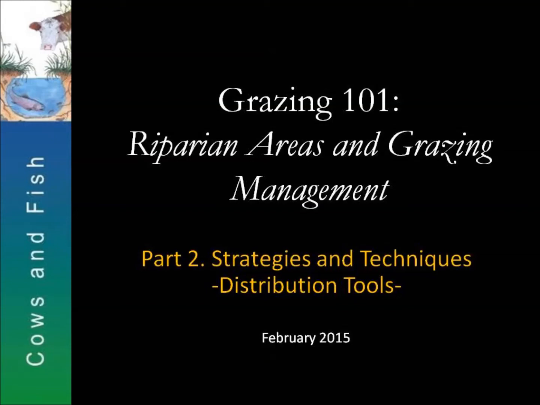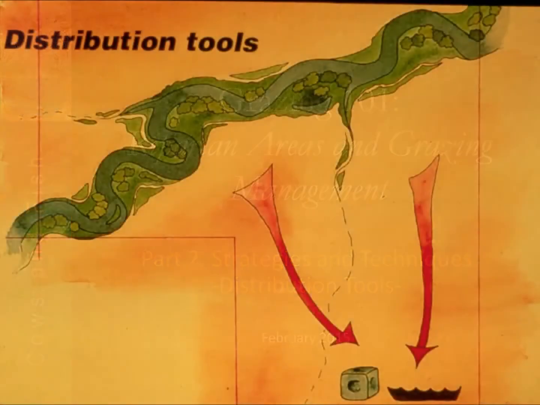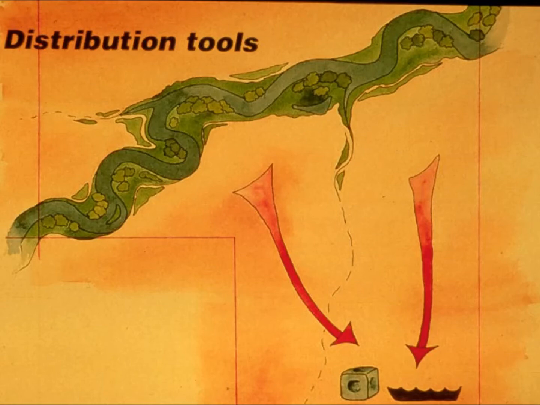This is Part 2 of the Grazing 101 Riparian Areas and Grazing Management presentation. Here, we talk about distribution tools as a strategy and technique for managing our range and pastures to maintain healthy riparian areas and improve ones that might be less than healthy. Distribution tools are part of almost every successful riparian management strategy. Normally, they are best used in combination with other tools.